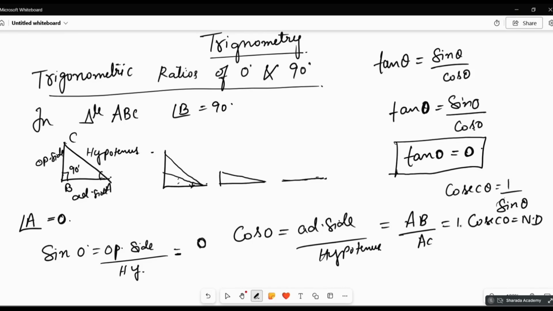Write down this. Everyone understood this much? So what we are trying to do is take one angle A and reduce it to 0. When I reduce it, the opposite side will tend to become 0, and the hypotenuse will be equal to the adjacent side. So cos 0 will be equal to 1 and sine 0 will be equal to 0. From that, we can find all the other ratios.